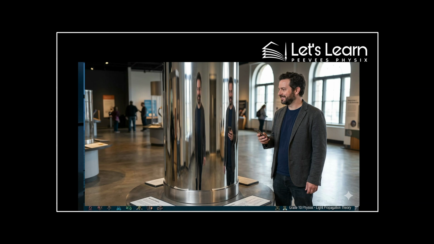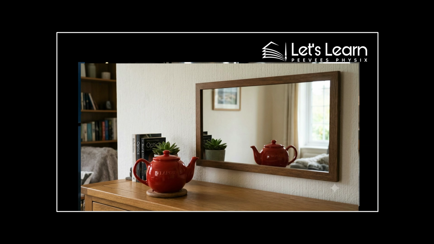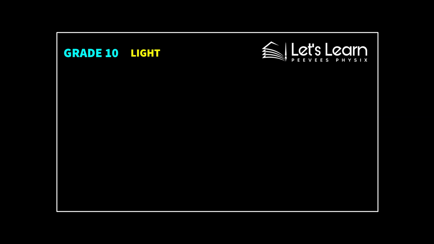This is a cylindrical mirror which gives you a distorted image, and this is the normal plane mirror in which you see your image on a daily basis. And we begin the topic Light from grade 10 CBSE, and by the end of this video you will have a clear idea on what a plane mirror is, how a plane mirror forms its image, then what is reflection.